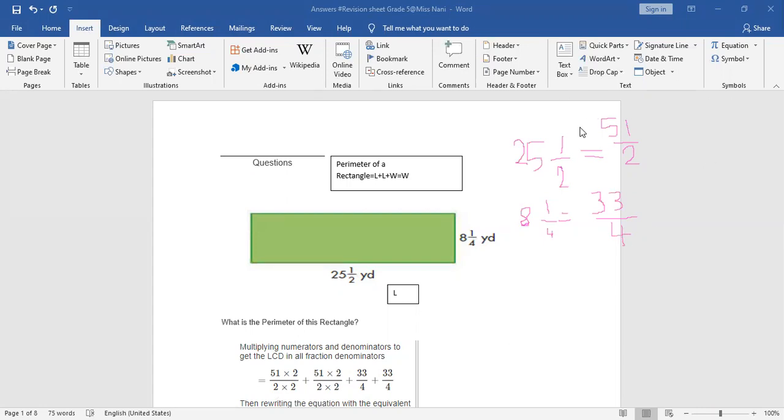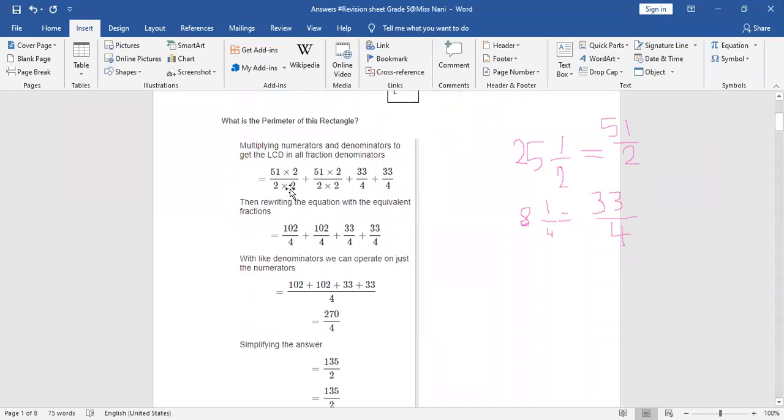Then here there are two ways to solve this problem. The first way is multiplying the numerators and denominators to get the lowest common denominator in all fractions. So what's the lowest common denominator that I can have? Here my denominator is 2, here the denominator is 2, here is 4. So I have to get a common denominator. So how will I get 51 out of 2 to be something out of 4? I have to multiply by 2.